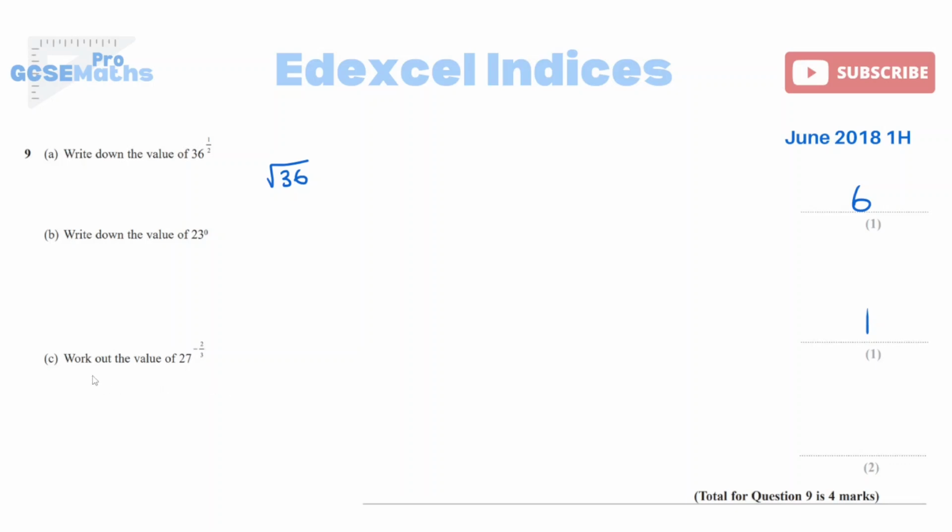Okay, part C. Work out the value of 27 to the power of negative 2/3. So we've got the same scenario as before, a fraction, but also a negative. You can deal with the fractional power first or the negative first, it's up to you. I like to deal with the negative first because I feel like otherwise I'll probably forget.